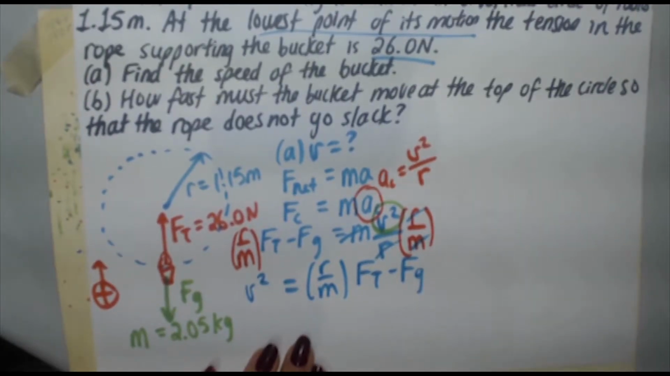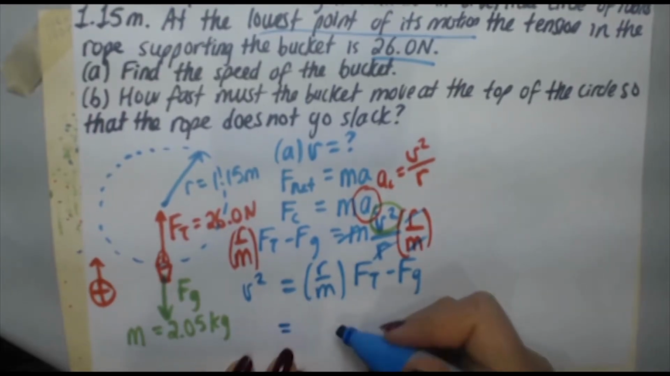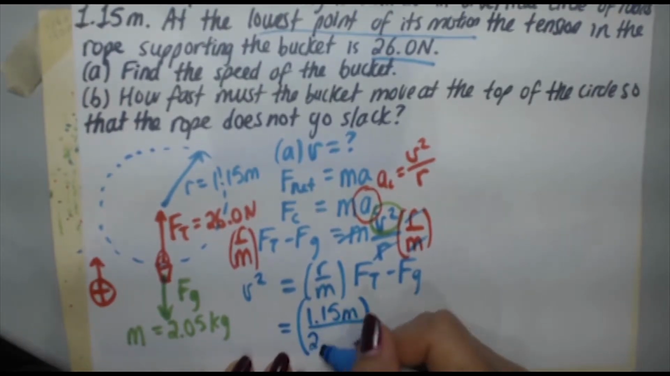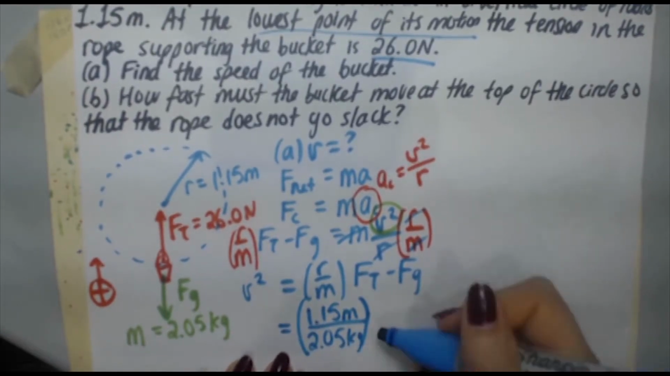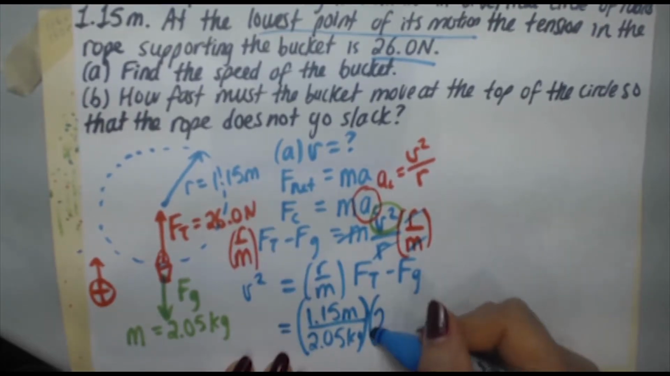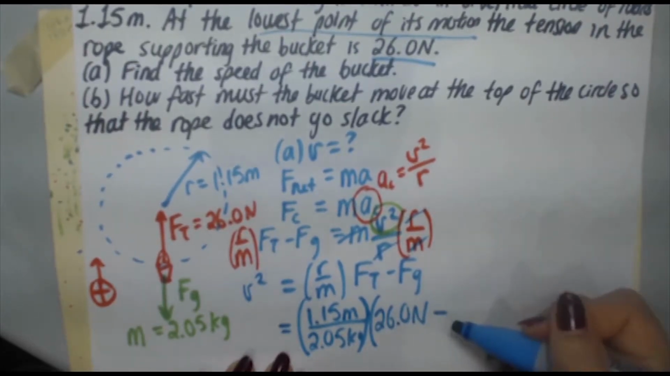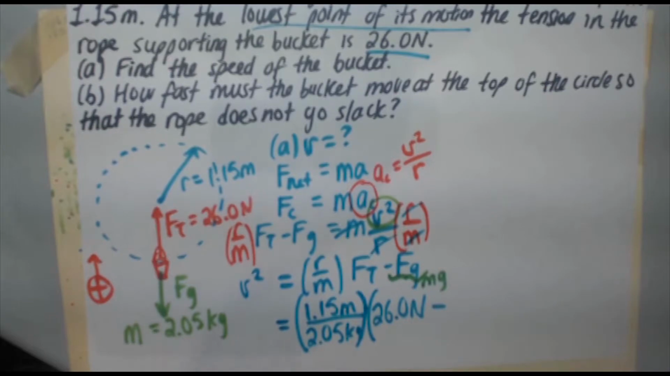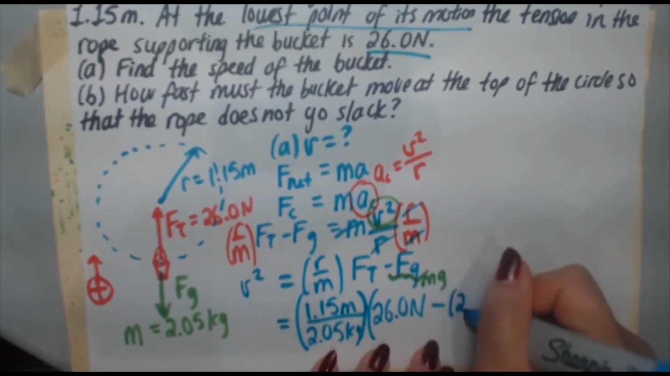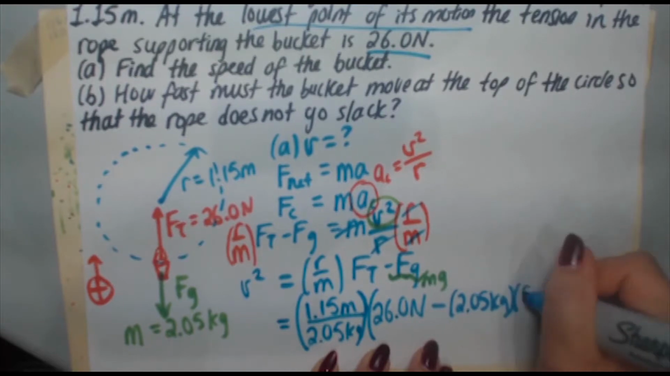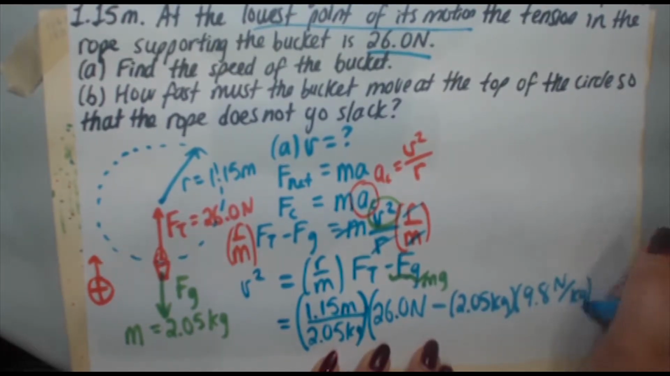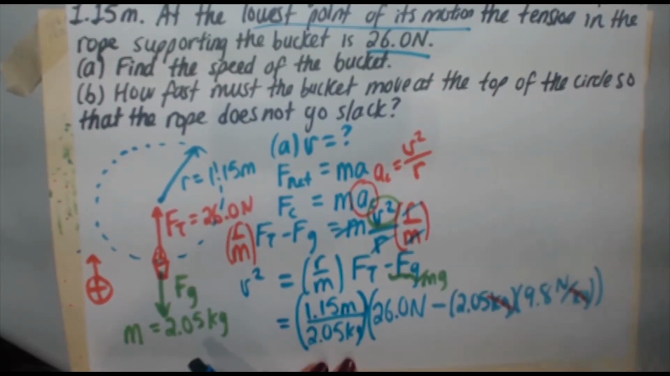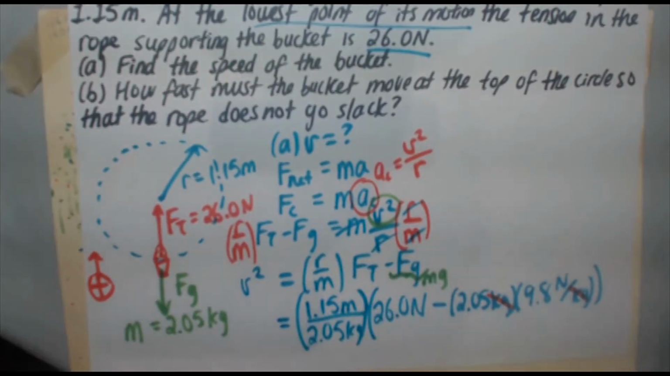Okay, so let's start plugging in our numbers and seeing what we get. So the radius of the circular motion is 1.15 meters. The mass of the bucket is 2.05 kilograms. Force of tension, 26.0 newtons. Minus force of gravity, well, you know Fg is simply equal to mg. So we multiply the mass, 2.05 kilograms, times the acceleration due to gravity, 9.8 newtons per kilogram. Okay, so that allows us to cancel out the units of kilogram. Now next line, let's grab another sheet here.